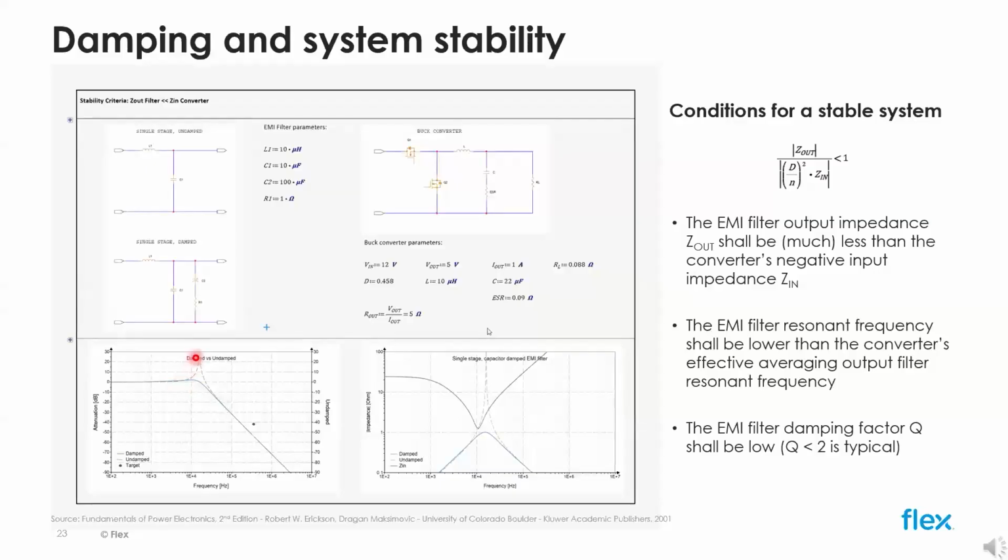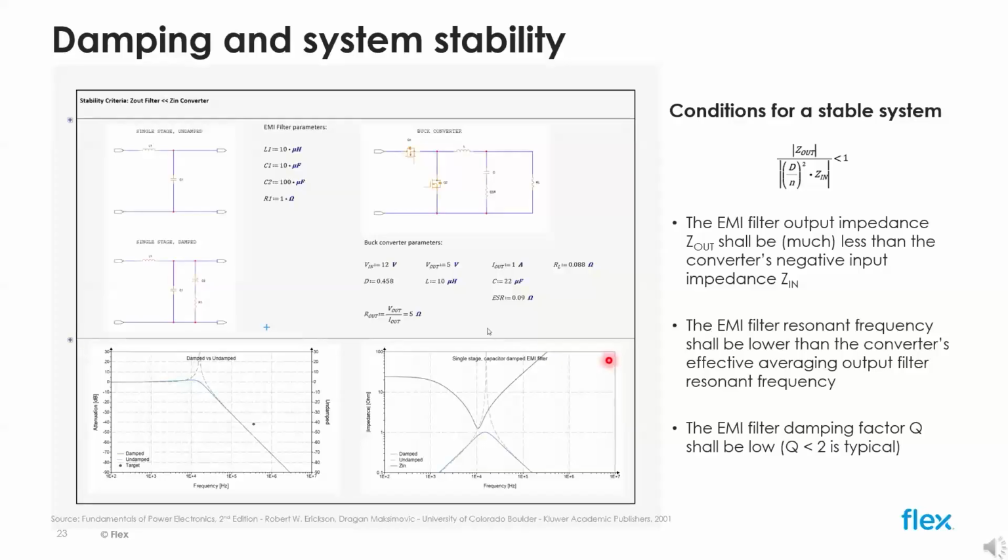Then we have a simple buck converter whose input impedance is plotted in the graph on the right. In the same graph, I've also plotted the output impedance of the two LC filters. The input impedance of the converter depends on its output power and its input voltage, and is minimal at maximum output power and minimum input voltage. This is the worst case operating point of the combined filter converter system.